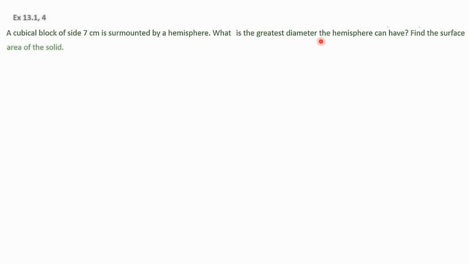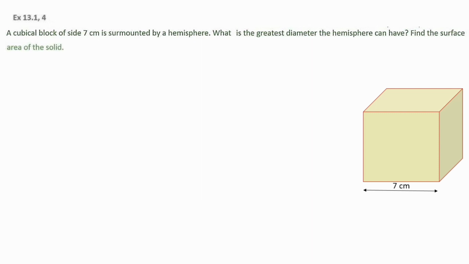So the greatest possible diameter we have to calculate. Find the surface area of the solid. So it's only merely sentences are given to us. So let's visualize the question. So there is a cubical block of side 7 centimeter. So it's marked here and the cubical block also is here. Then surmounted by a hemisphere means on top of that there is a hemisphere is fixed. So you must note that the hemisphere is just exactly fit into the top of the cube.